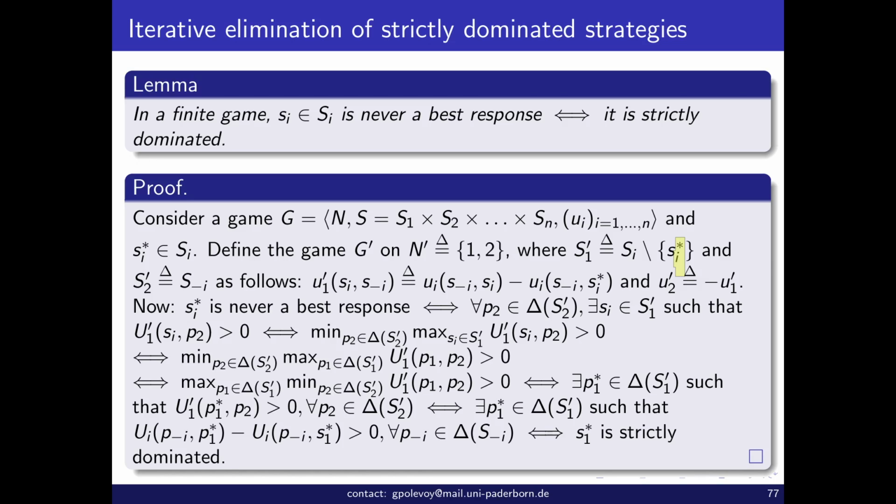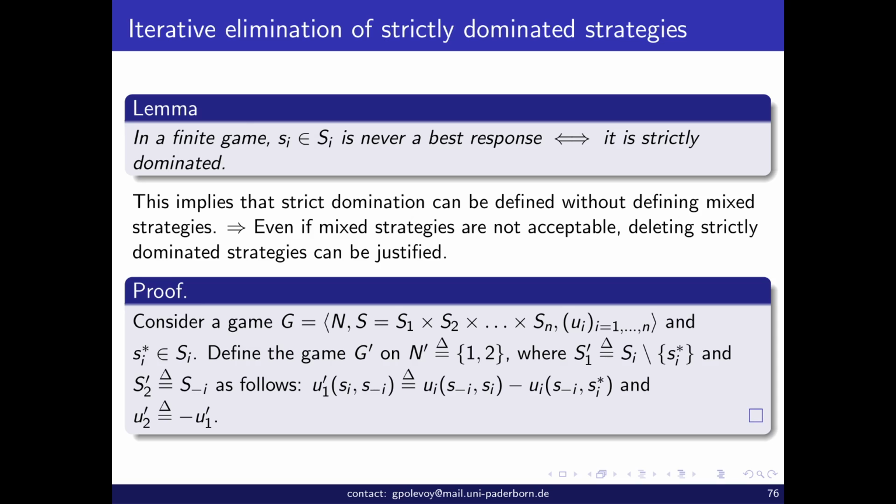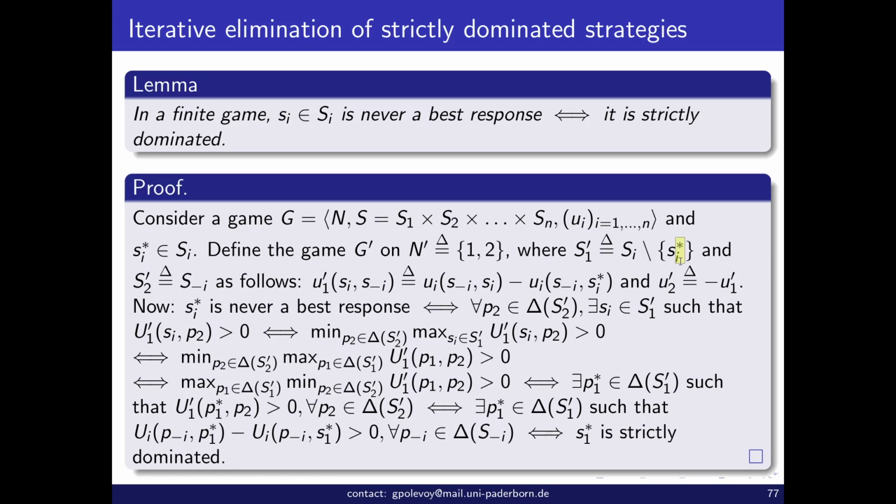Now we have a sequence of equivalences, and that proves what we need. So now Si prime is never a best response. What does it mean? For any strategy of the other players, or for any strategy of player 2 in the new game, which represents the other players, there is something which is strictly better.